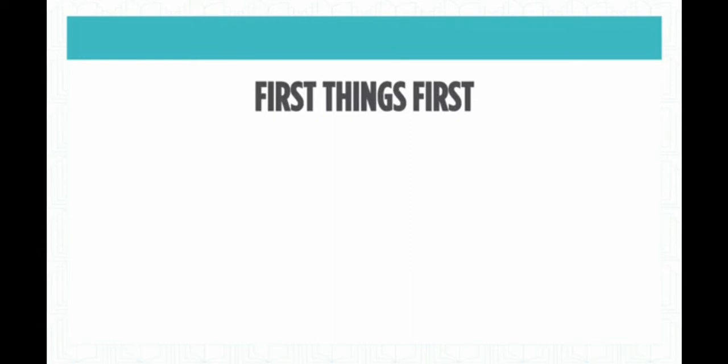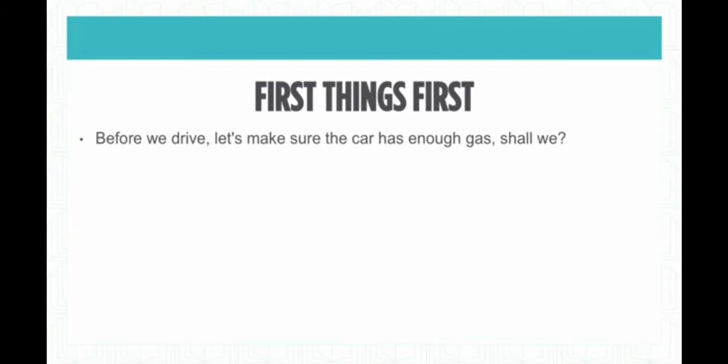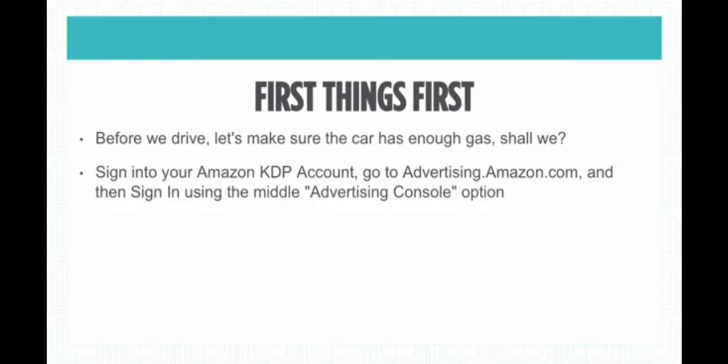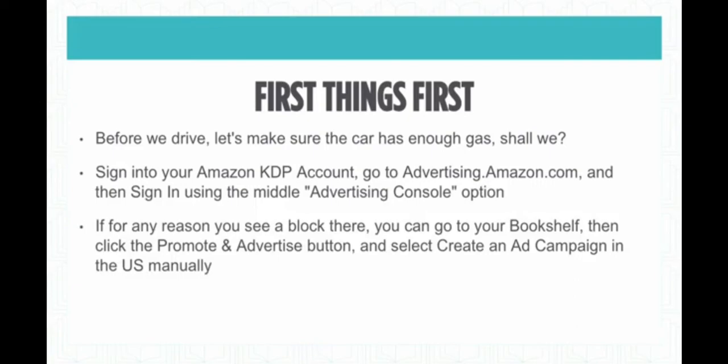So, first things first. The first thing we absolutely must do, you can't skip this, we need to make sure this car has enough gas, right? So you need to, especially if you haven't done it in a while, sign into your Amazon KDP account, which is at kdp.amazon.com. Then you want to go to advertising.amazon.com. And you're going to sign in using the middle option, which is the advertising console option. For any reason, if it doesn't work, we do have a workaround.